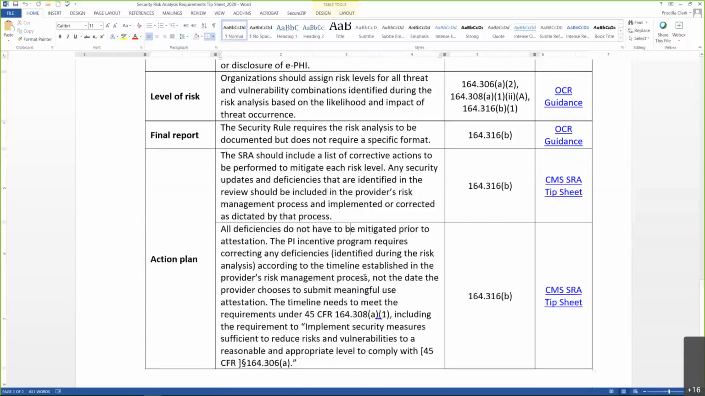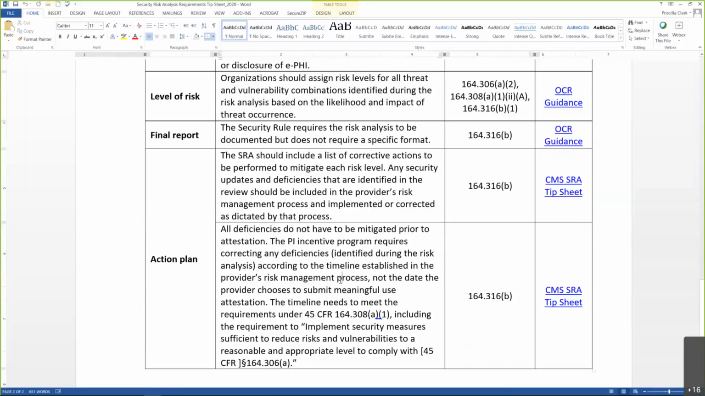All deficiencies do not have to be mitigated prior to attestation. The PI incentive program requires correcting any deficiencies identified during the risk analysis according to the timeline established in the provider's risk management process, not the date the provider chooses to submit meaningful use attestation. The timeline needs to meet the requirements under 45 CFR, including the requirement to implement security measures sufficient to reduce risk and vulnerabilities to a reasonable and appropriate level to comply with the final rule, 45 CFR.